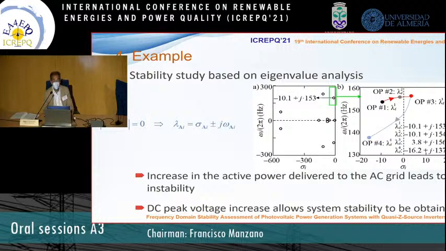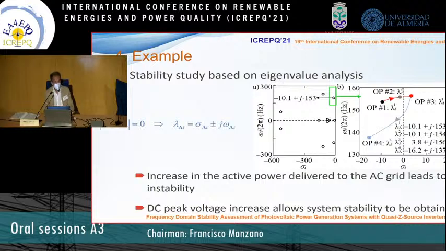In order to recover the stability of the system, we can increase the DC voltage, and then we go from operating point 3 to operating point 4, going back to the left-hand plane, which corresponds to the increase of the DC voltage. So we can note that the increase of the active power delivered to the AC grid leads to system instability. And on the other hand, the DC voltage increase allows system stability to be obtained again.